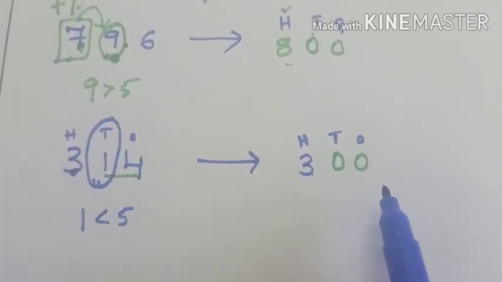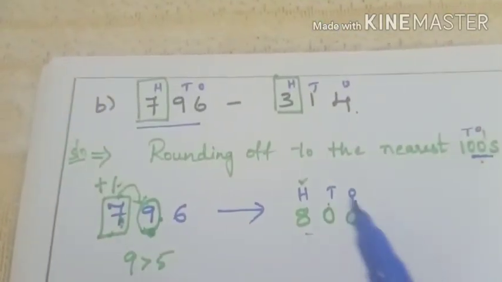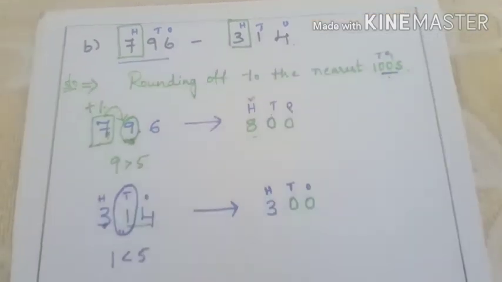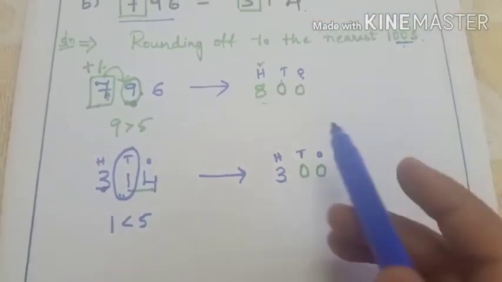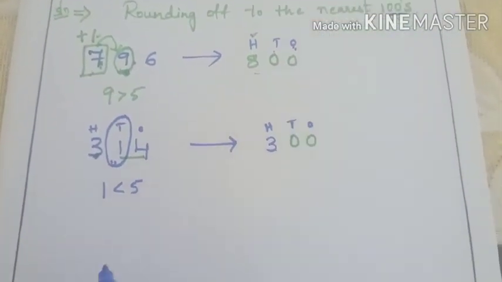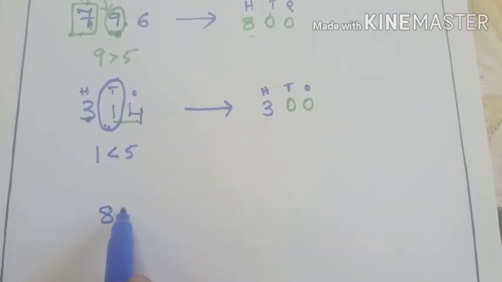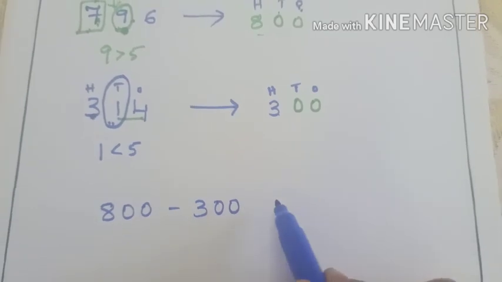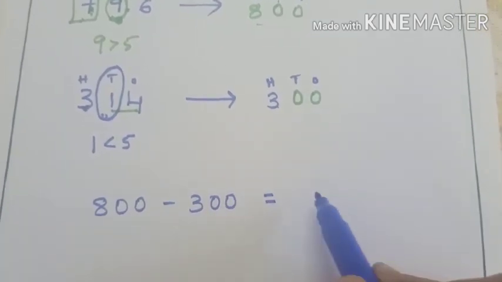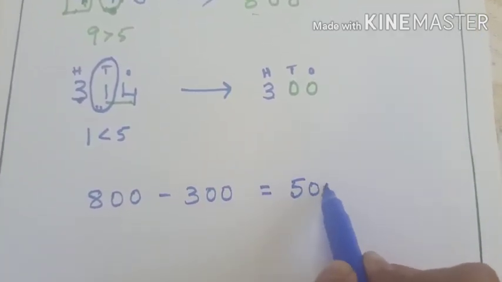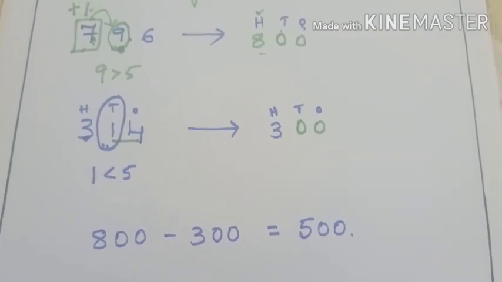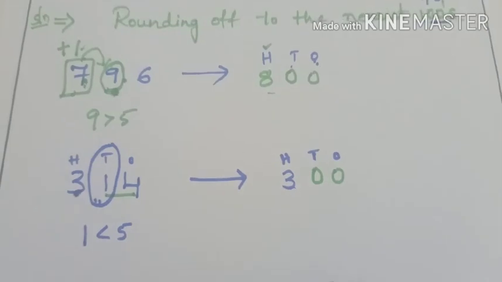Understood? Now you can apply the mathematical operation that they have given, minus. So after rounding off, take down the final answers that you have obtained. 800 minus 300. What is the answer? 800 minus 300 is 500. Fine. Let us solve further questions to understand this concept clearly.